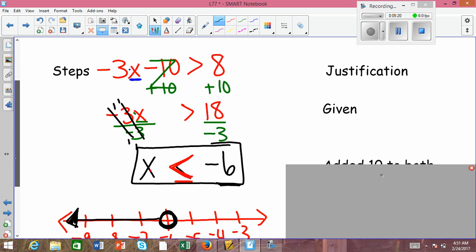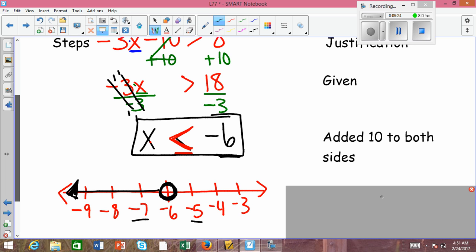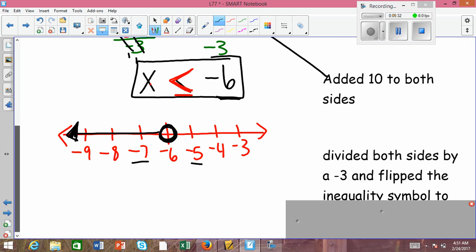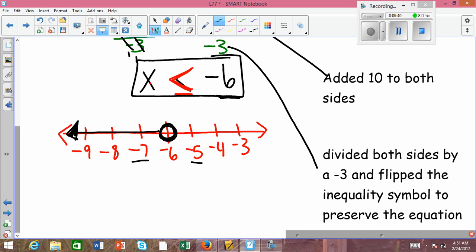Over here you can see I justified each of my steps. There was a given, where I wrote the statement, right up here. Then I added 10 to both sides. There's that step. Divided both sides by negative 3. And I flipped the inequality symbol to keep the truth value of the inequality. So, you're done. Great job.